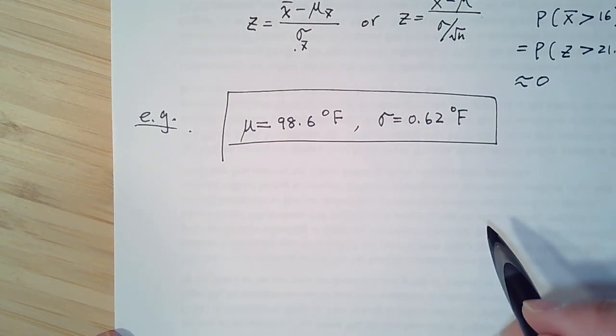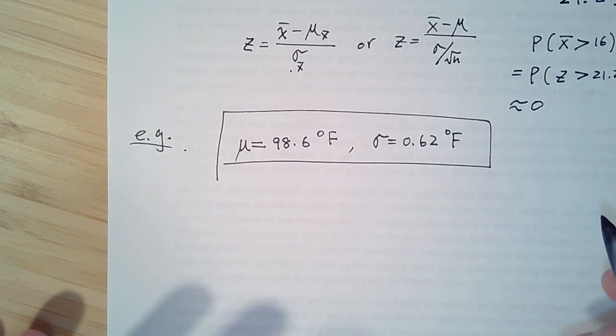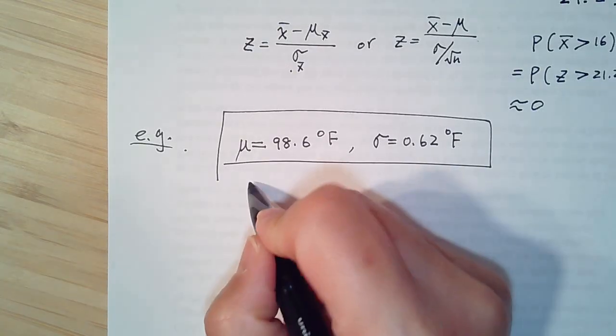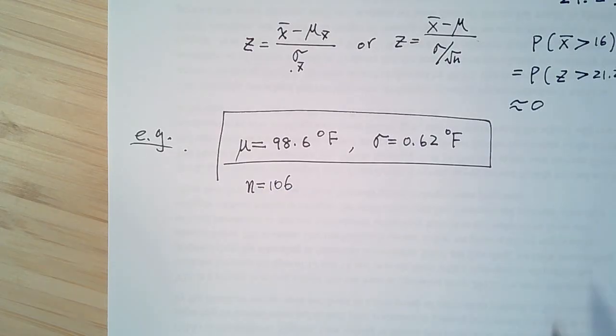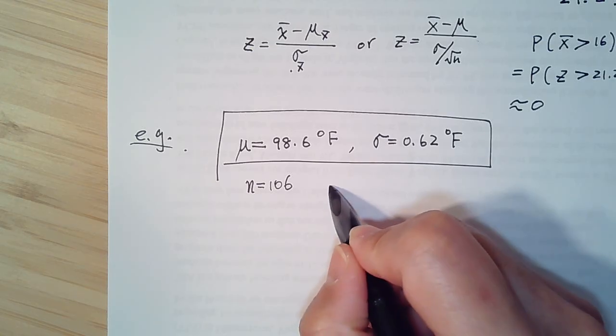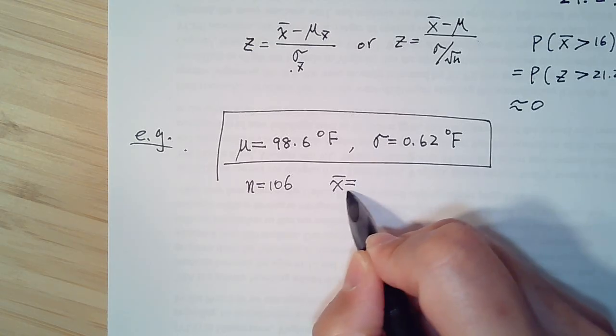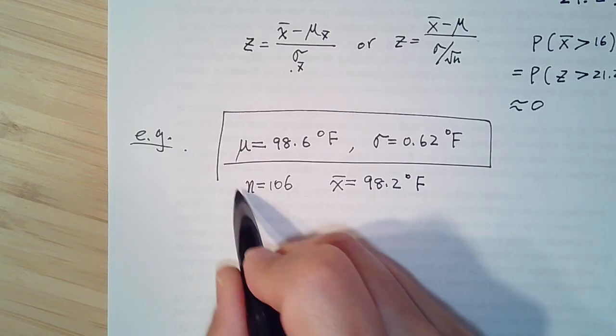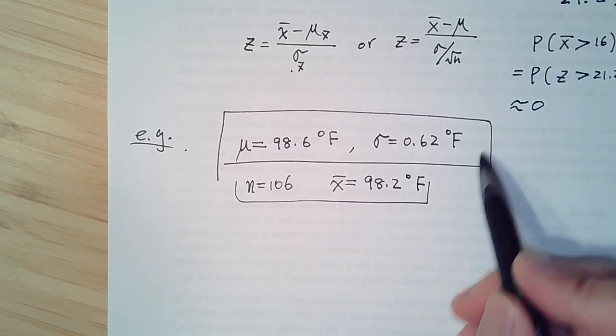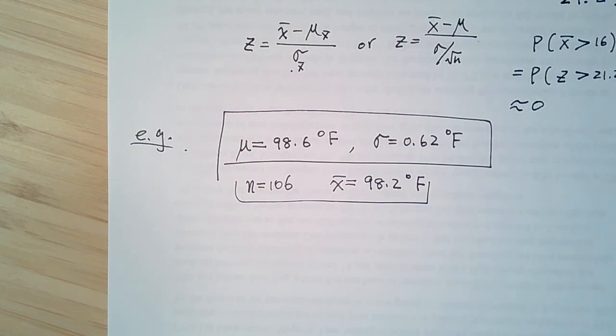Now, a group of researchers took a sample, and their sample size is 106. They got 106 people and measured their temperature. Guess what they find? They find the x bar is 98.2. So this is about the population mean. If you are the director of this research, what would you think?